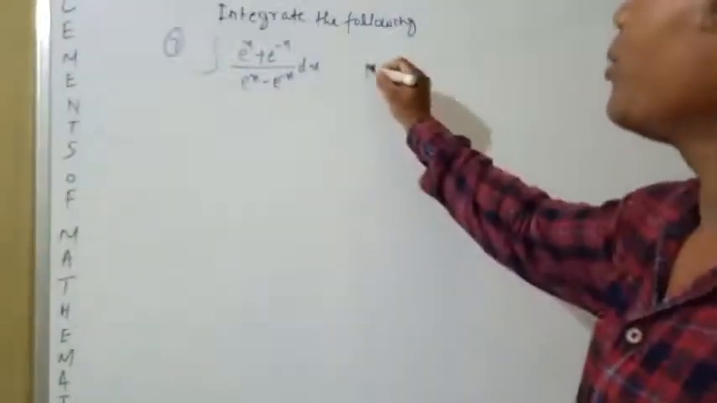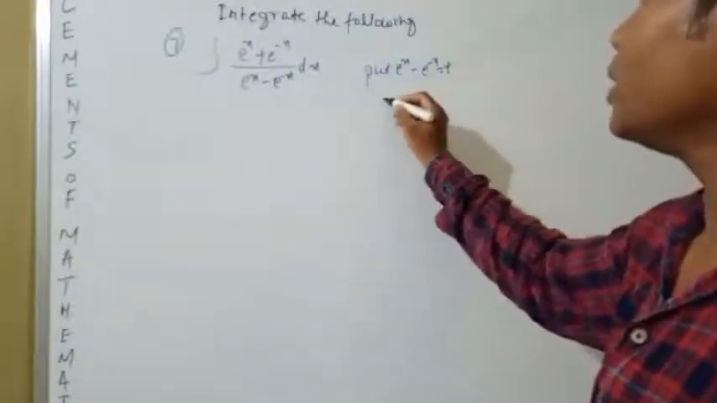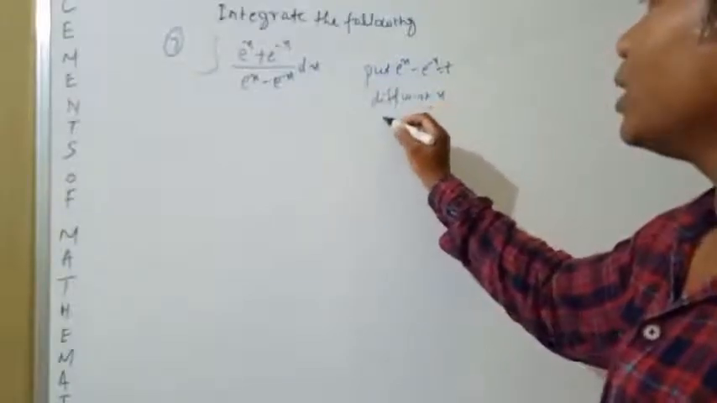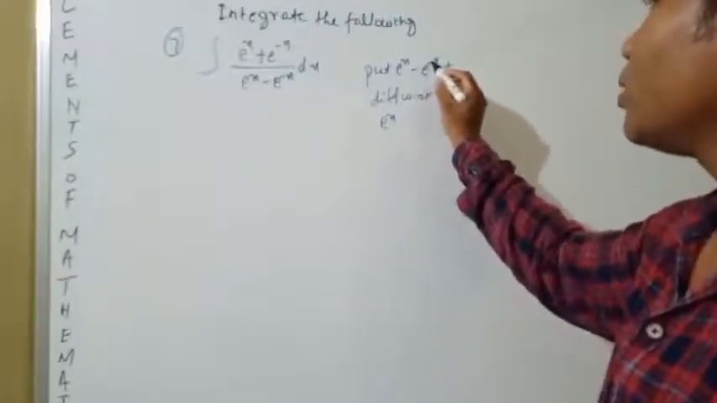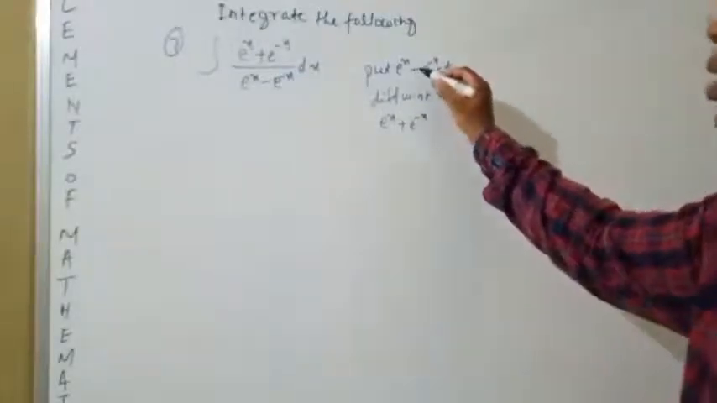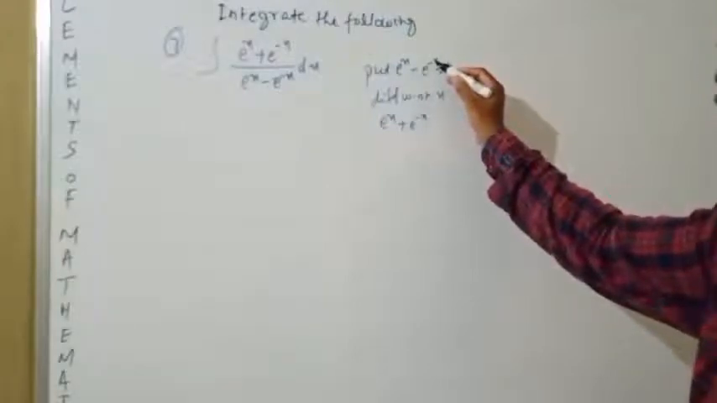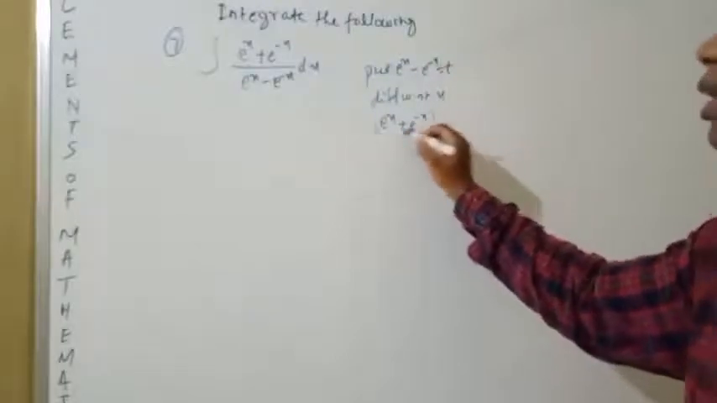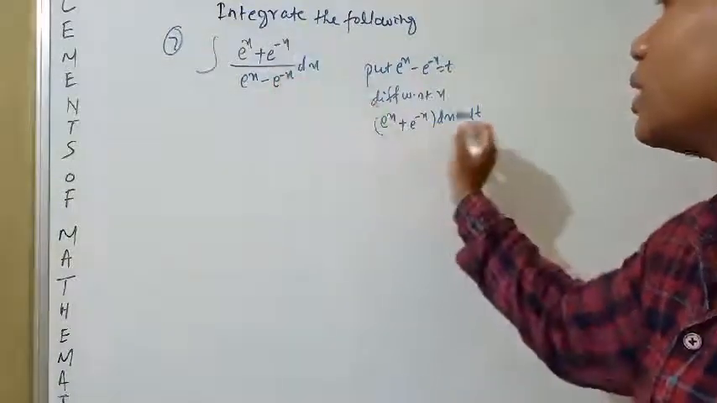Now put e^x - e^-x = t. Differentiate with respect to x: the derivative of e^x is e^x, and the derivative of e^-x has a minus from the power, which makes it plus e^-x. So (e^x + e^-x) dx = dt.